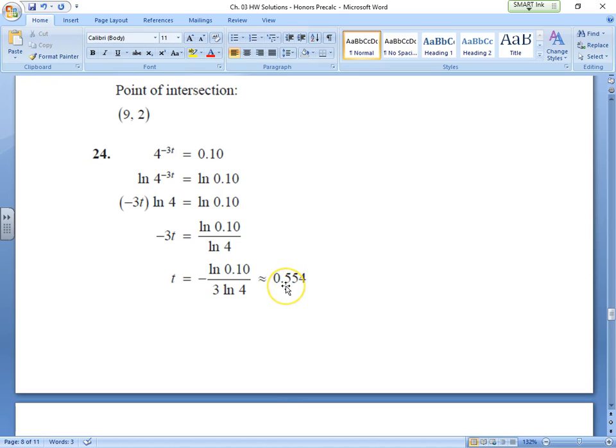Number 24. Okay, the decimal. And if you found the decimal, or if you need to plug yours into your calculator real quick, the decimal is 0.554. You can write that down even in your red pen and check it later. 0.554. But what's the best form? ln of 0.10 or ln of 1/10 all over 3 ln of 4. You could have also made it ln of 4 to the 3. That would have been exciting, ln of 64, but either way.